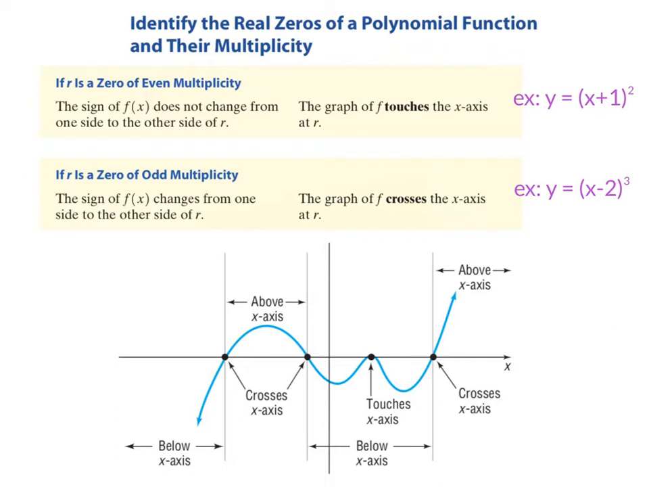It's something called multiplicity. So a real zero might have an exponent next to it. So, for example, a factor could be x plus 1 all squared or x minus 2 all cubed. So the power indicates the multiplicity. That tells you how many of those roots you have.